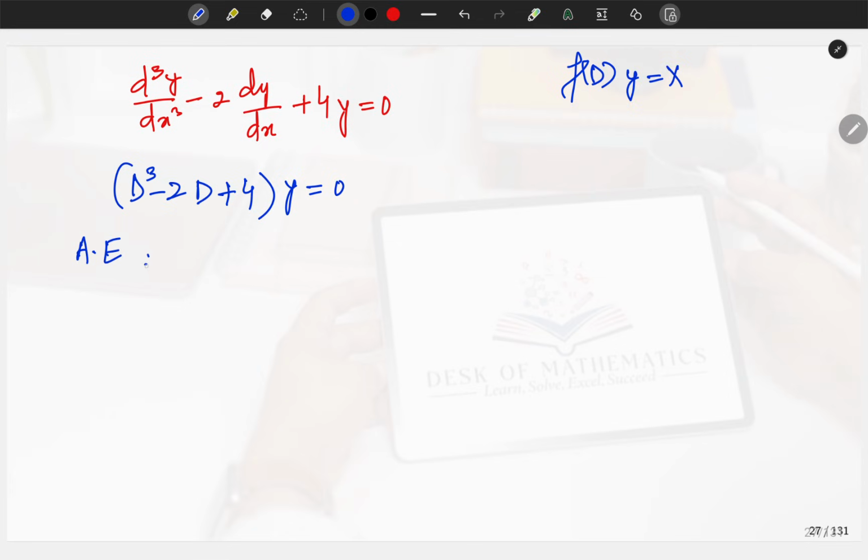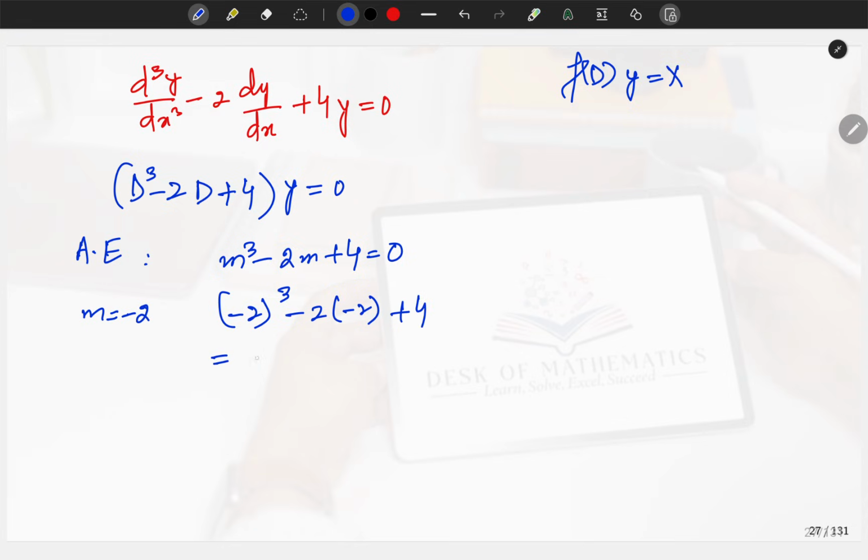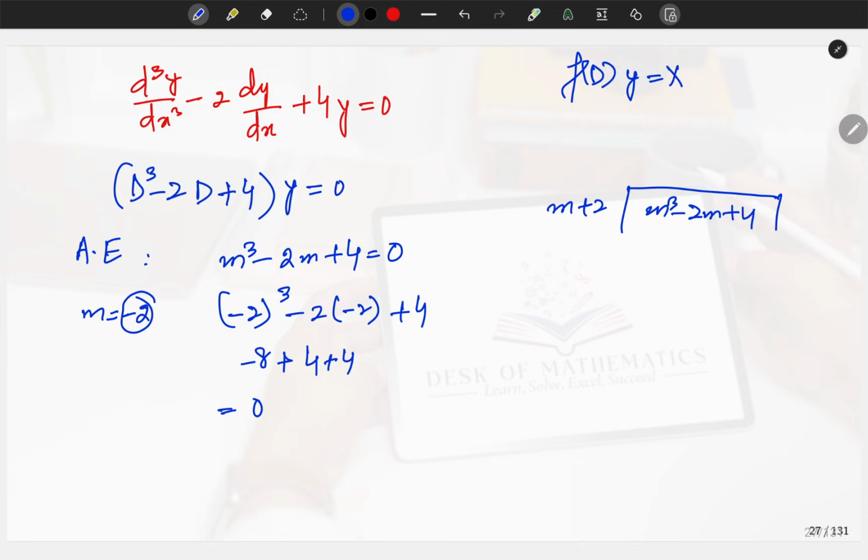What is the auxiliary equation? That is m cube minus 2m plus 4 is equal to 0. So you can check by hit and trial method that if you put m is equal to minus 2, it will be minus 2 whole cube minus 2 times minus 2 plus 4. You can check, it is minus 8 plus 4 plus 4, so it will be equal to 0. So that means m is equal to minus 2 is a root. So what will you do? You divide m cube minus 2m plus 4 by m plus 2.